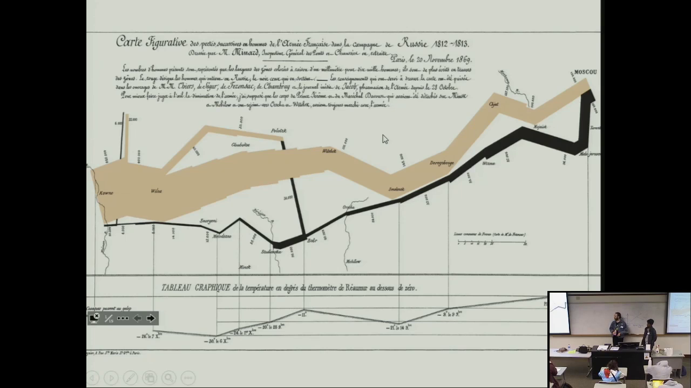by the time he gets to Moscow. The Russian army manages to rout Napoleon at Moscow, and Minard shows it by going with the tan to Moscow, and the rout is in black when Napoleon's army is defeated. All right. Here's what's going on with this scale on the bottom. This represents the retreat from Moscow in terms of temperature.